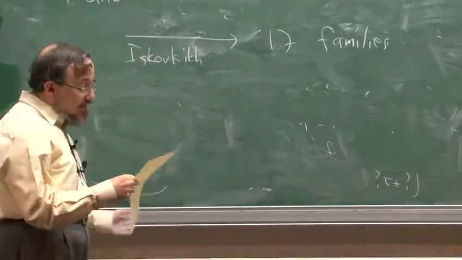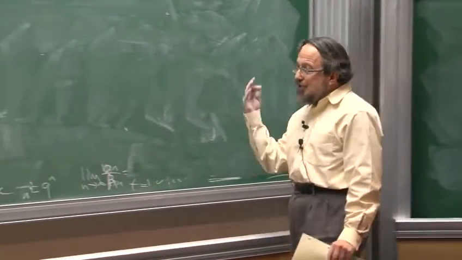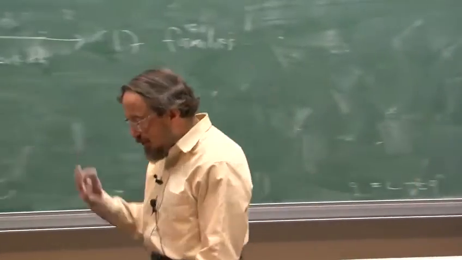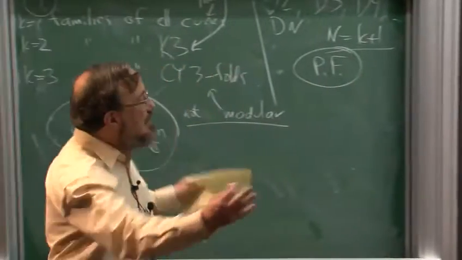Okay, 17 families. And so there are correspondingly 17 equations. And there are also 17 nice things on the modular side that you can uniquely produce from sort of modular data, and the things match up.